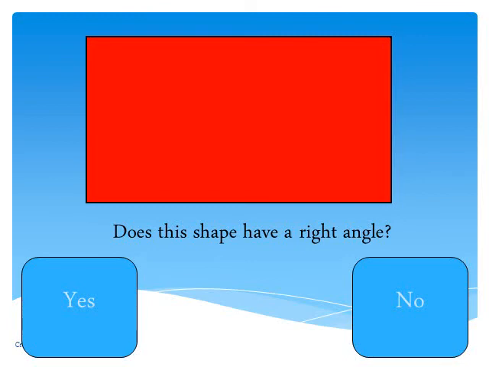Does this shape have a right angle? We see here a rectangle. Can you see any right angles in this rectangle? Think about it. Can you see any right angles? Yes, there are right angles. How many? Think how many? Count them and then we'll answer in the next slide.